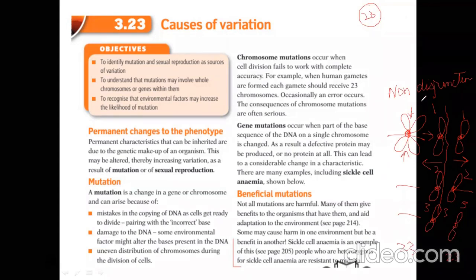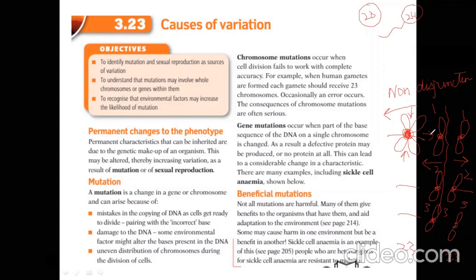This is normally. But what will happen in non-disjunction? This centromere will be unable to what? To be divided. It's as if the centromere remains, it's not split, and the chromosomes do not separate from each other. So if this chromosome, let's suppose, goes to that egg cell or sperm cell, what will happen? That one gamete will contain how many chromosomes? Total number of chromosomes, 24.